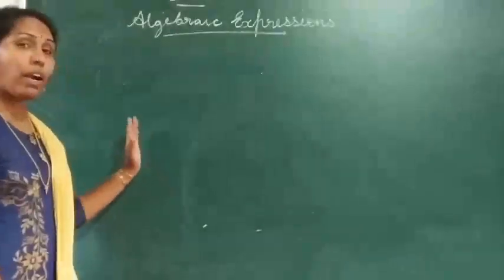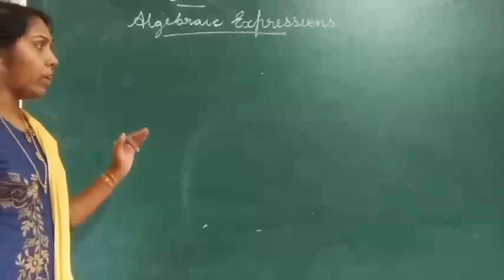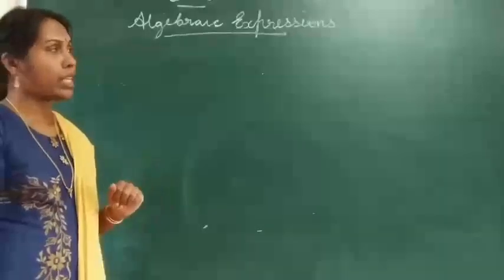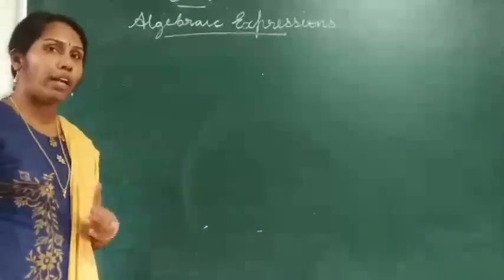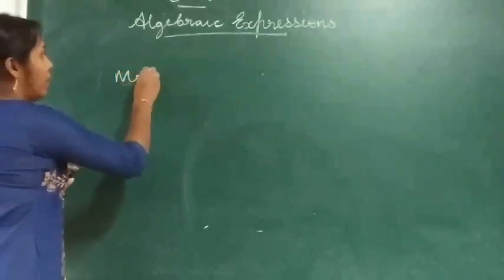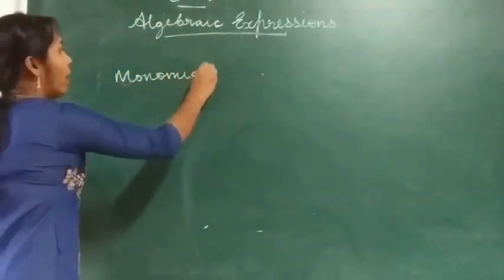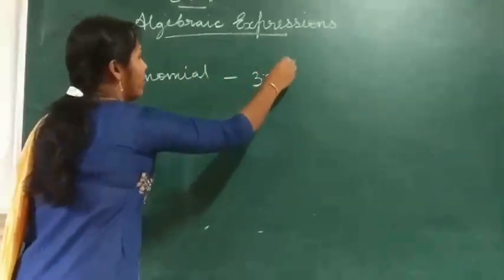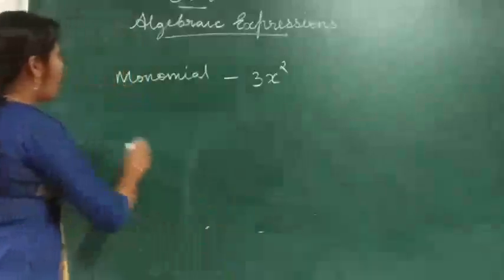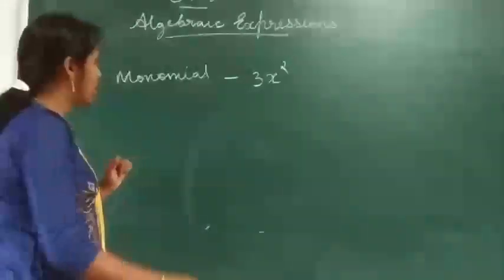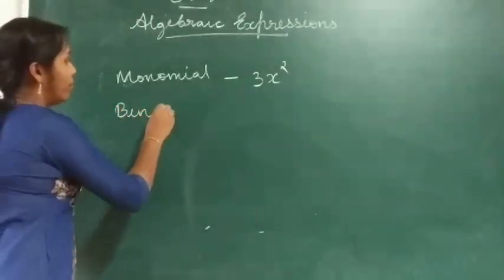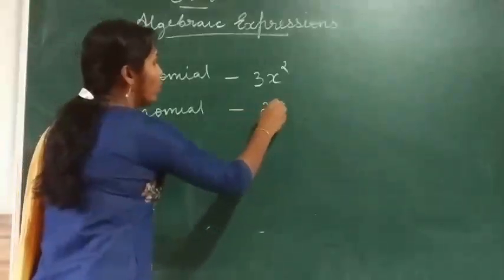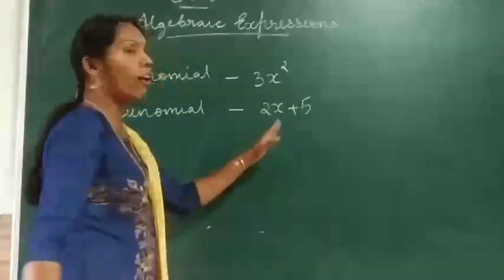Now let us see what are the different types of algebraic expressions. On the basis of the number of terms, there are different types of algebraic expressions. An algebraic expression that contains only one term is known as a monomial. A monomial contains only one term. For example, 3x square. This is a monomial. Now, an algebraic expression that contains two terms is known as a binomial. A binomial contains two terms. We can write 2x plus 5 is an example of a binomial.